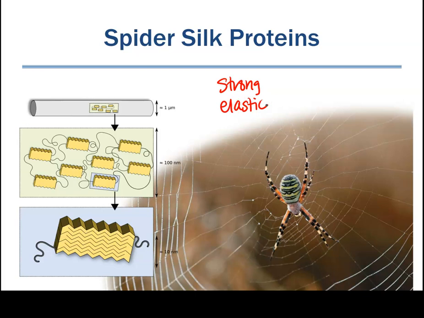And those properties come from regions of beta-pleated sheets. So this diagram here is showing repeats of protein sequence that produce these beta-pleated sheets. And those beta-pleated sheets are what give spider silk its strong and elastic properties.